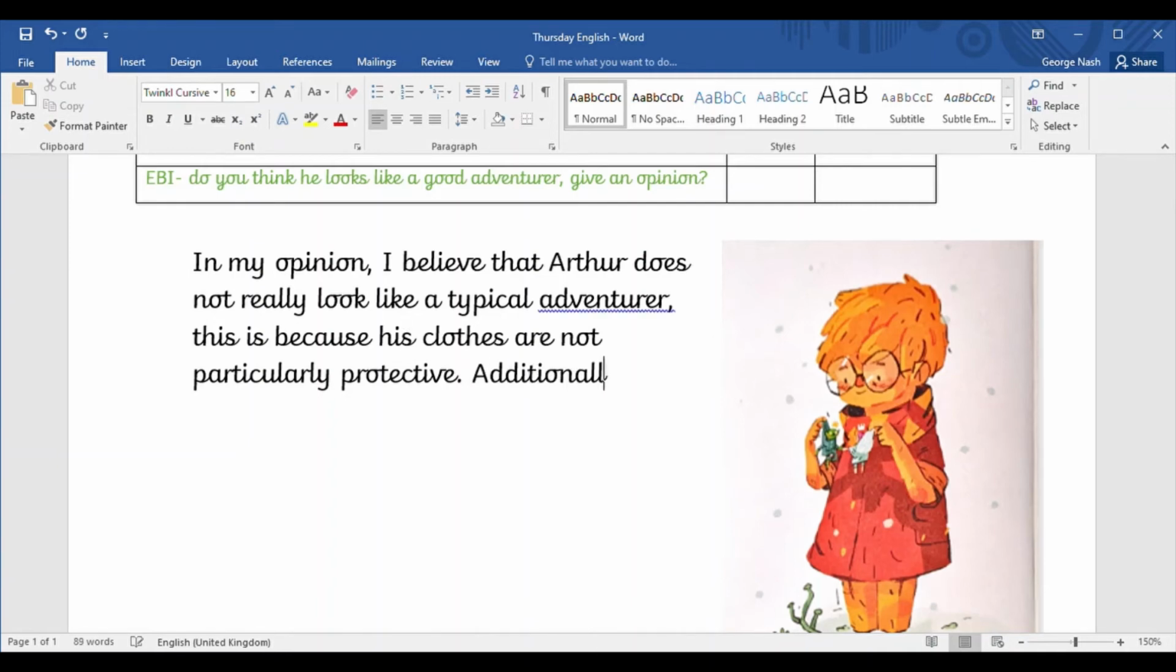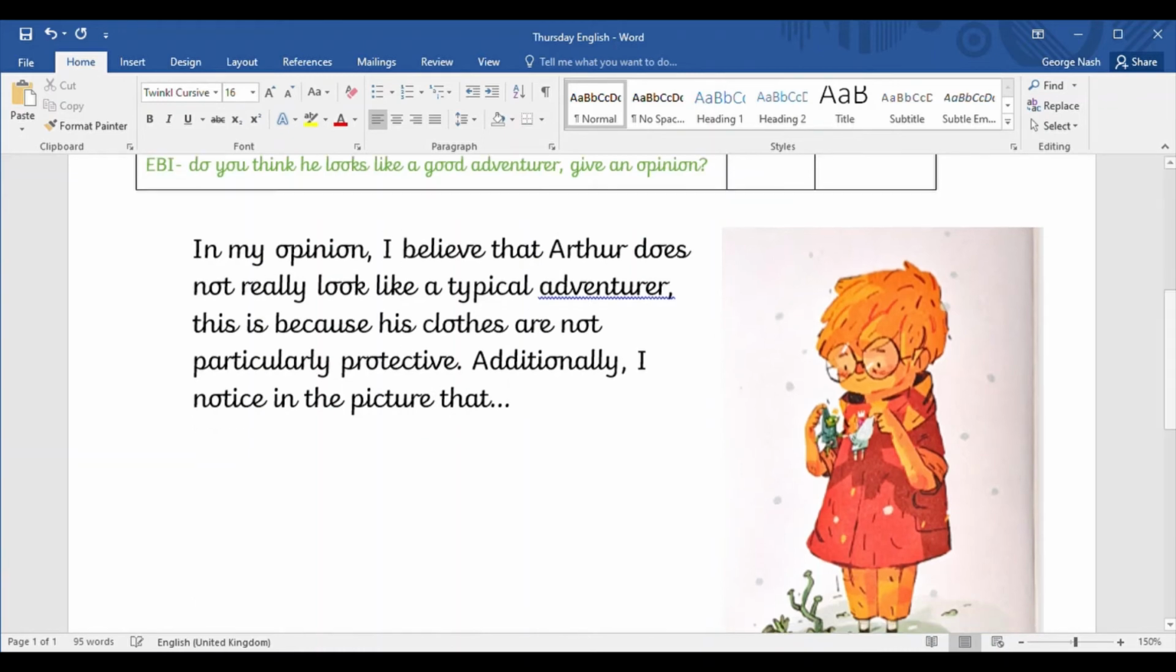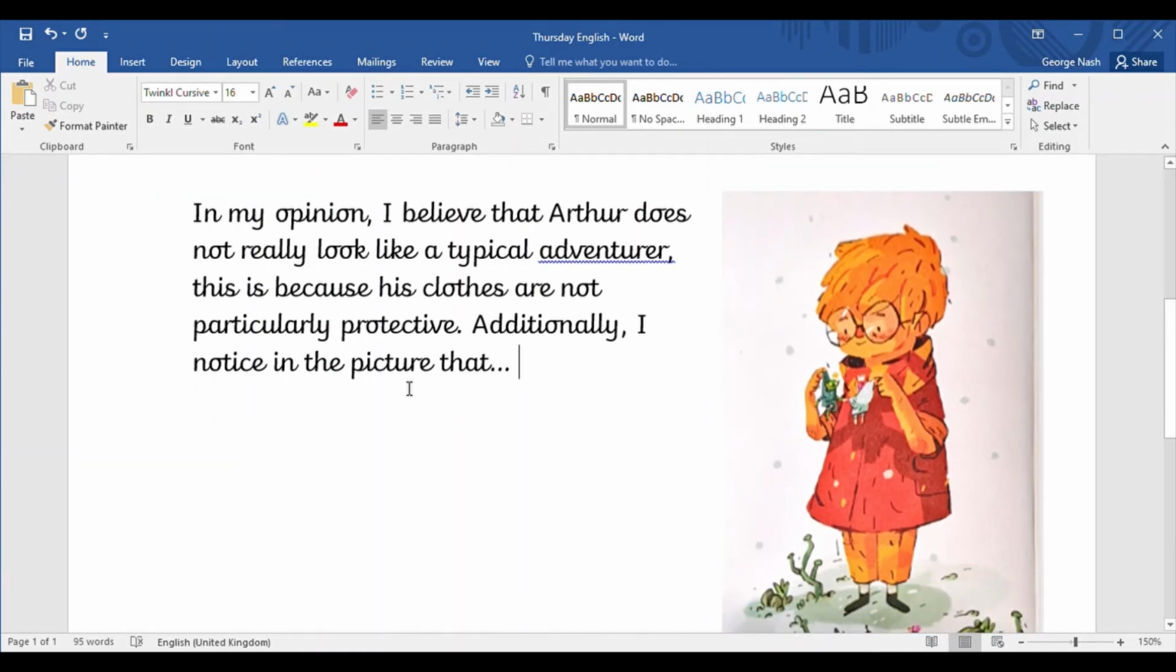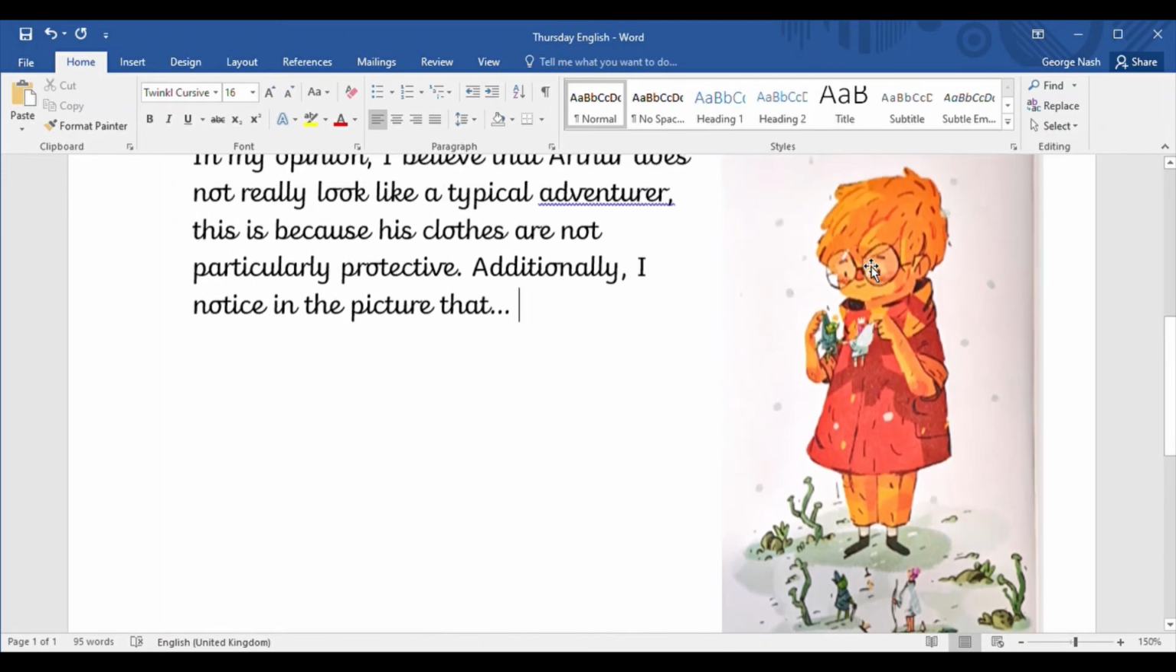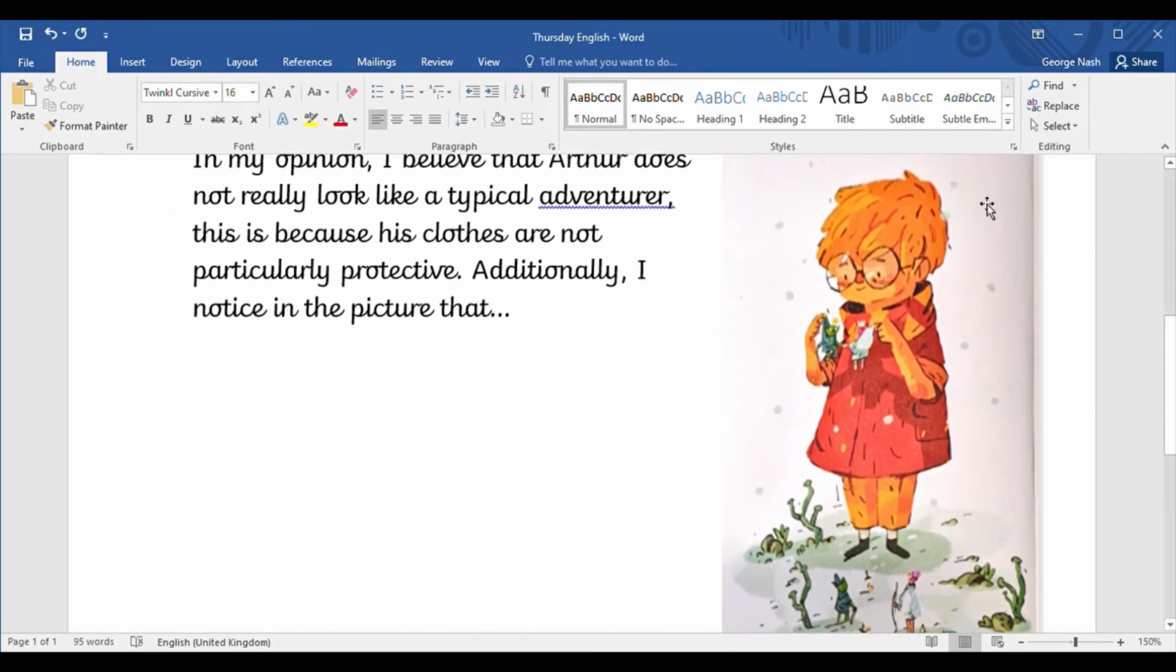Additionally, I notice in the picture that... Now you've got to have a little think. You could start something with, I notice in the picture that, because if you're referring to what is in the picture, you're using some evidence here. So quite a simple lesson today. I'm expecting 5 or 6 really nicely written sentences. If you want to start including embedded and subordinate clauses, like I've been asking for in the even better ifs, that would be fantastic. If you can include some parenthesis, that would be fantastic. And if you can use a range of punctuation, even better.